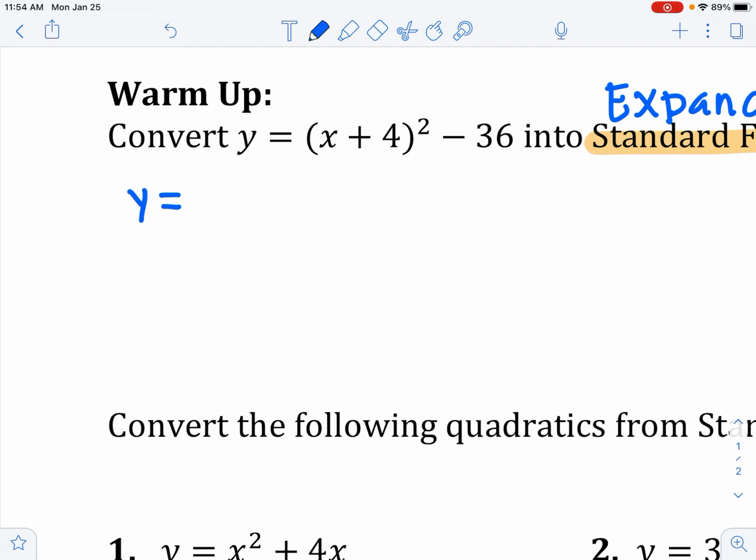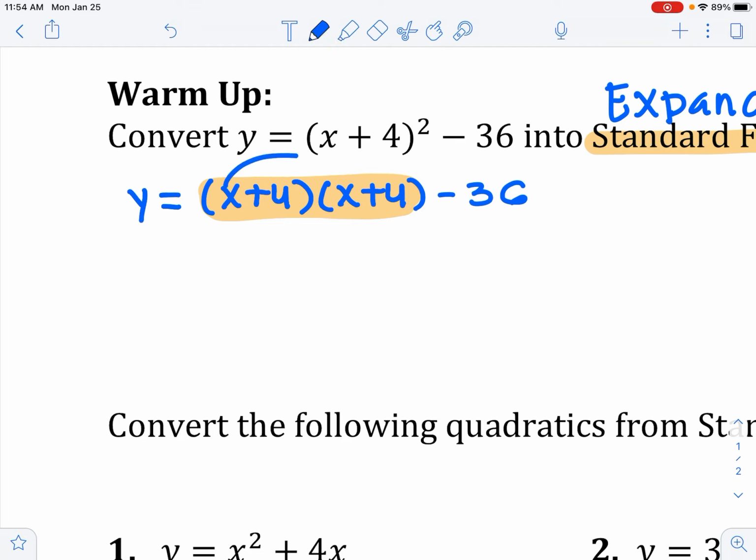All right, so first thing I'm going to do is write the y equals so I don't forget it because you need it in your final answer. And then I'm going to expand (x plus 4) squared to (x plus 4) times (x plus 4). And then I have minus the 36. Don't forget that, that's the most common thing people forget, is to subtract 36. Okay, so I have to multiply out these two binomials first here.